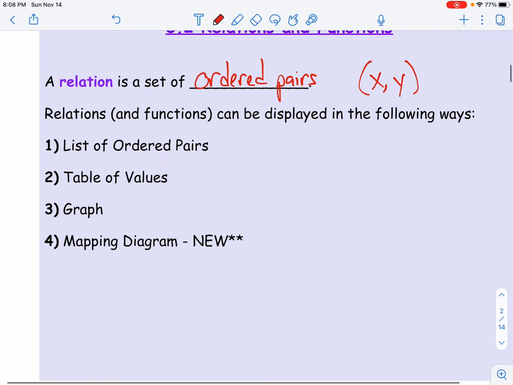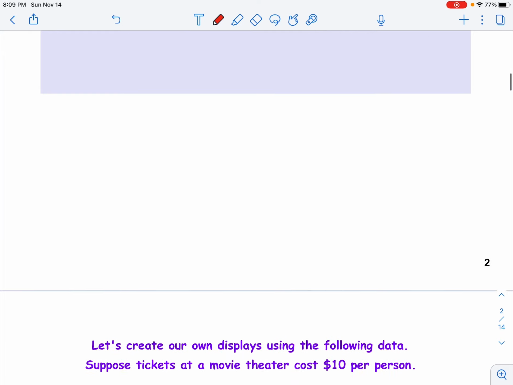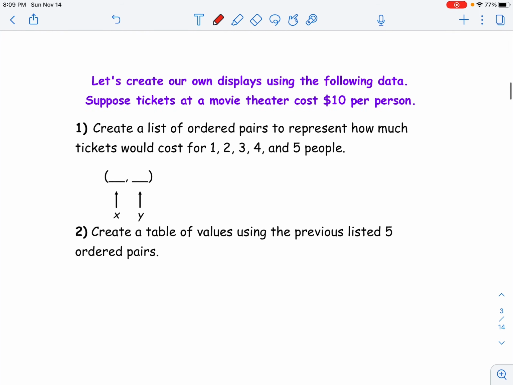Okay, so now we have several ways of displaying ordered pairs. We could just list them out. We could put them in a table. We could put them on an actual graph, or we have what's called a mapping. And we're just going to do a quick example of each one right now. And that'll probably be it for this first video.